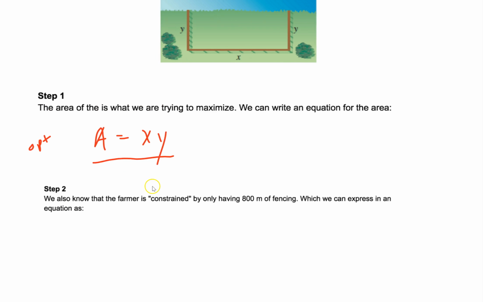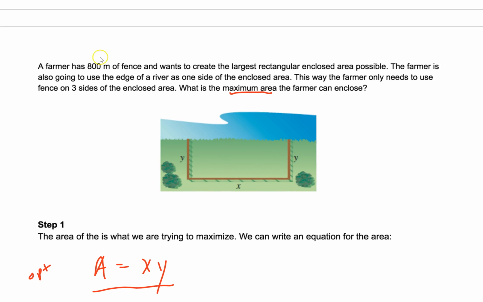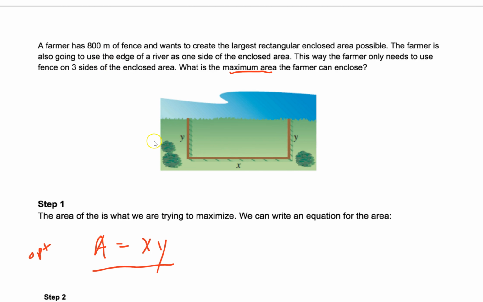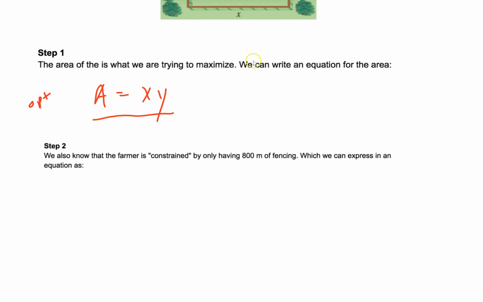We also know, since it's two variables, we're going to try to find a constraint equation. What they told us is the farmer only has 800 meters of fencing. So that means all this only equals 800. That's your constraint. You can use it, constrained by 800 meters of fencing.